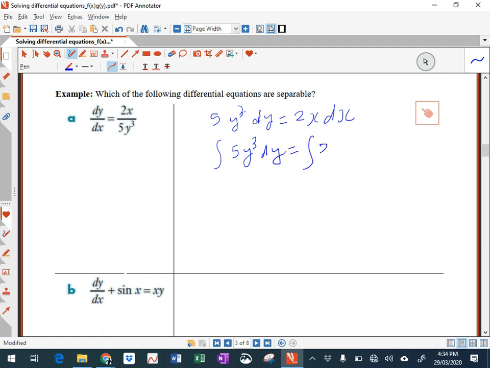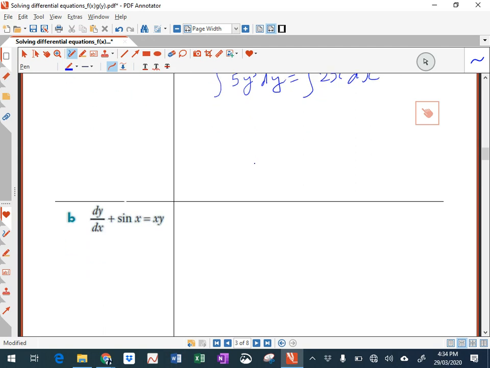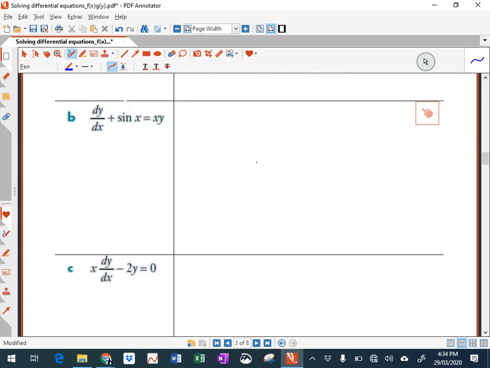Okay, so you just put the integral signs on both sides. Now, the question didn't say do the integration. It just said, can it be separated? And you can see I've separated the variables. I've got the y's on one side and the x's on the other, so that's all good. Copy that down.